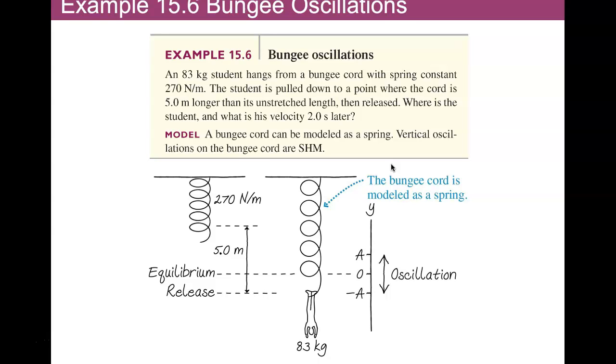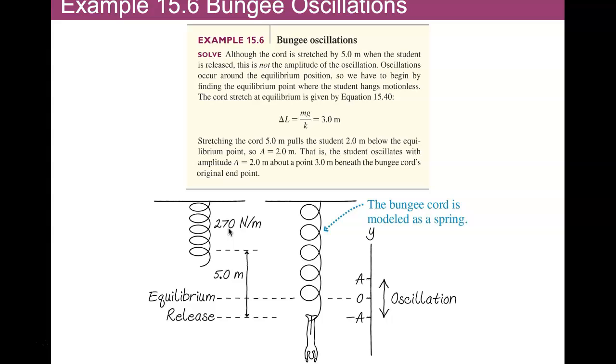270. So 3 times 270 will be 810. So 9.8 is probably used. And we find 3 meters. So from here to here is 3 meters, and the initial position is 5 meters from the unstretched length. So that gives us A equal to 2 meters. Okay? So that's some progress, right? So we found A.